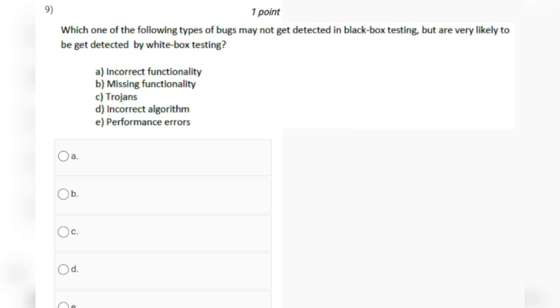Question number 9 is: which of the following types of bugs may not get detected in black box testing but are very likely to get detected by white box testing? So options are incorrect functionality, missing functionality, trojans, incorrect algorithm, performance errors. So the correct answer for question number 9 will be option D, that is performance errors.